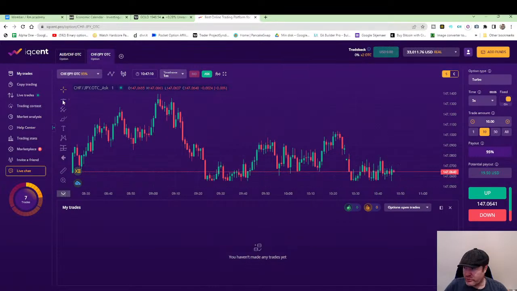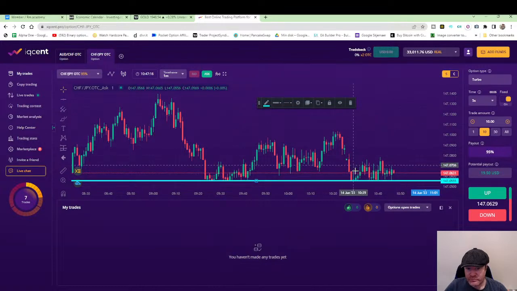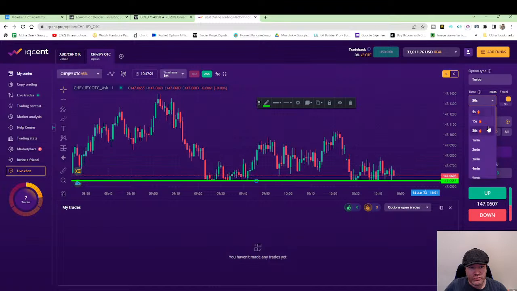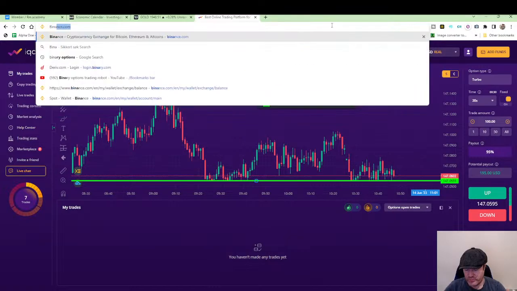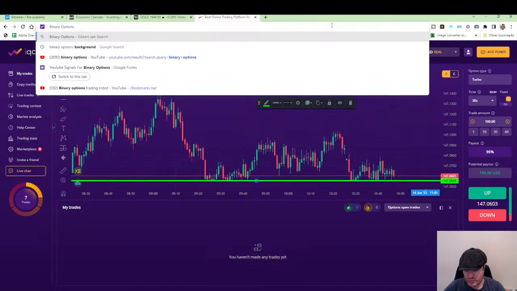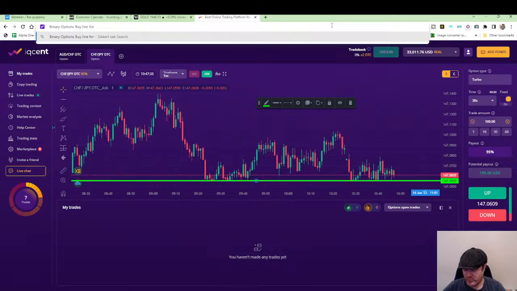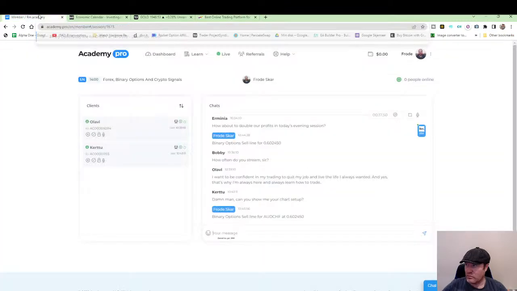We have something in the bottom here. Let's mark it. I change to green. Let's change this to 30 and 100. Binary options buy line for CFGPY at 147.0555. Let's post it here.